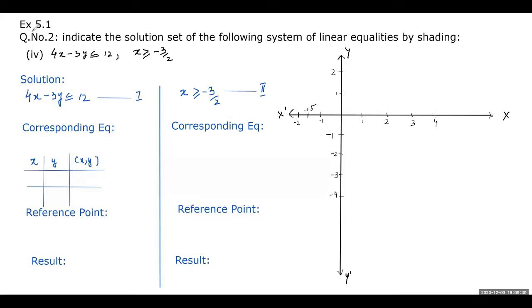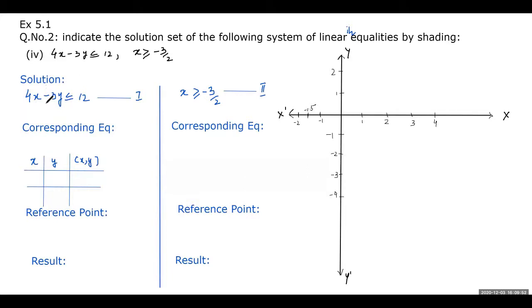Bismillahirrahmanirrahim. Exercise 5.1, question number 2. Indicate the solution set of the following system of linear inequalities by shading. The inequalities given here are 4x minus 3y is less than or equal to 12 and x is greater than or equal to minus 3/2.